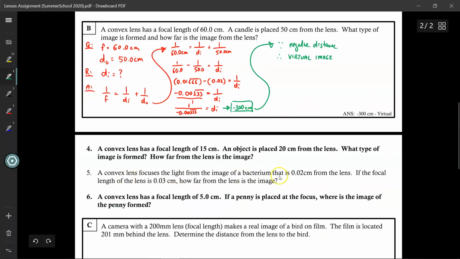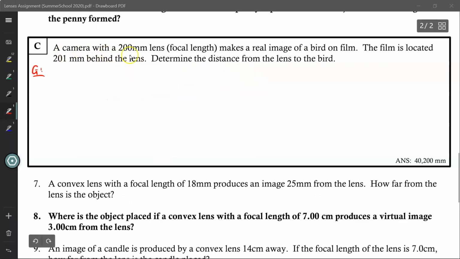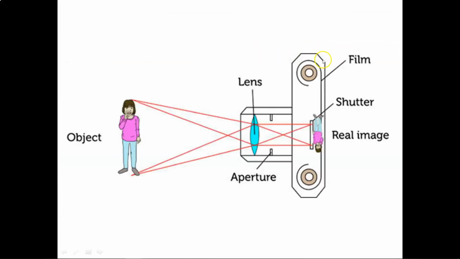So again, try out the sample question, compare your answer, make sure you're doing the problem properly. Let's move on to the next one. A camera with a 200 millimeter lens, so that means the focal length is 200 millimeters. So I'll write down focal length, 200 millimeters, makes a real image of a bird on film. Now, old cameras used to use film back here, but digital cameras now have an image sensor instead. But the theory is still the same.